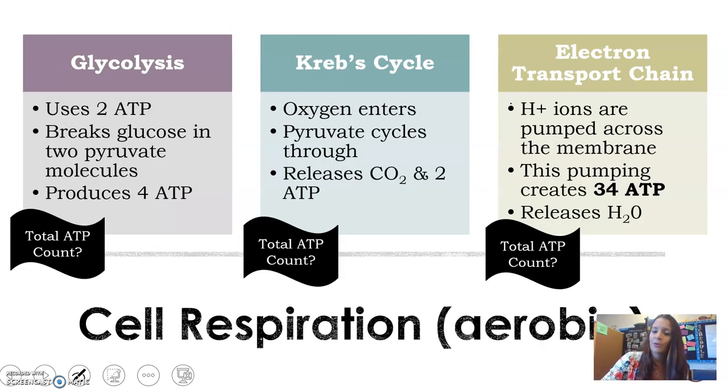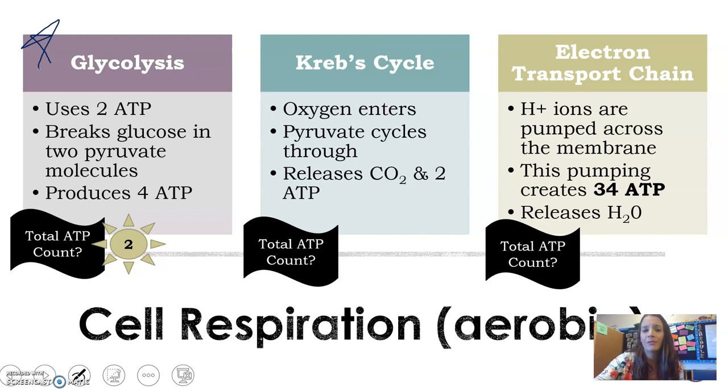Okay, so cell respiration has two different pathways it can take. It can take an aerobic pathway or an anaerobic pathway. So aerobic pathway is when you have oxygen present. So it's going to start here with glycolysis. The process itself uses 2 ATP, and it breaks that glucose into 2 separate pyruvate molecules. Well, it produces 4 ATP, but our net actual ATP count so far is only 2, because 2 have to go back to power the next round.